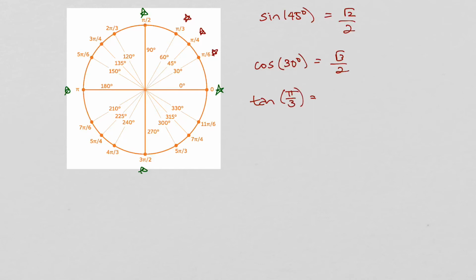Okay, so in other words, if I said to you, what is sine of 45 degrees? I want you to know off the top of your head that's going to be square root of 2 over 2. All right? Or if I said, what's cosine of 30 degrees? I want you to know that that's going to be the square root of 3 over 2. All right? Or if I said to you, what is tangent of, how about pi over 3? Well, tangent of pi over 3 is square root of 3.